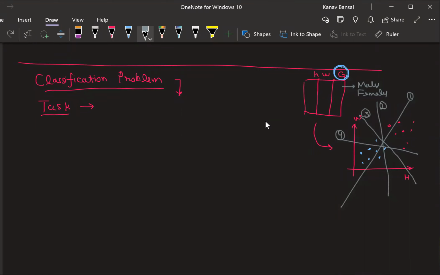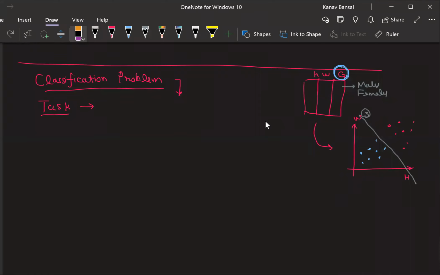Because it is separating all the positives towards one side and all the negatives or females towards the other side. It is able to differentiate properly between male and female. Yes or no? This is the entire task of classification. Let me remove all the other lines.